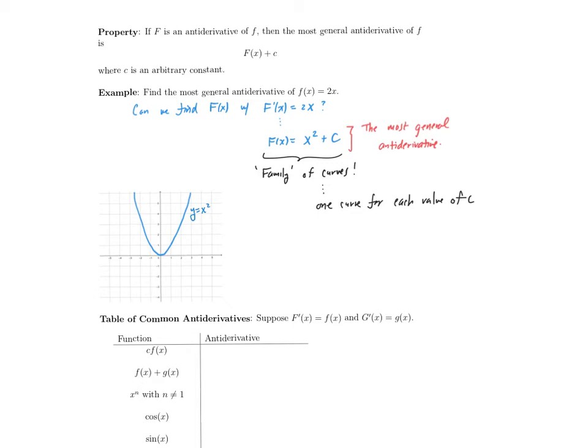But of course, we could add any constant we would like to this. For example, we could have y equals x squared plus 2, or you could even add a negative constant just for fun and maybe say, how about x squared minus 1? There are infinitely many antiderivatives, one corresponding to each value of the constant c we could add to x squared.